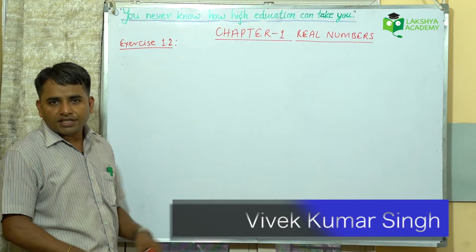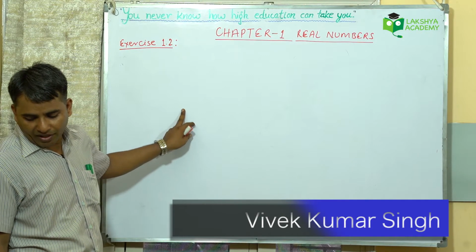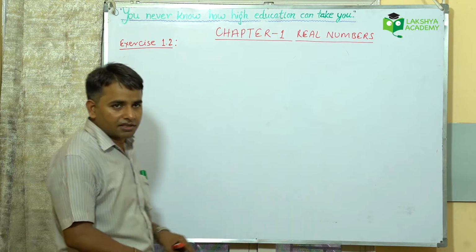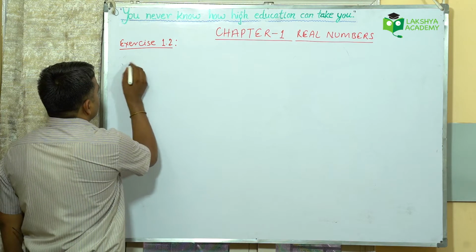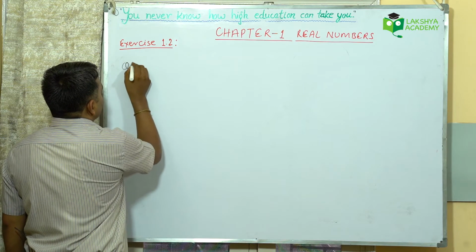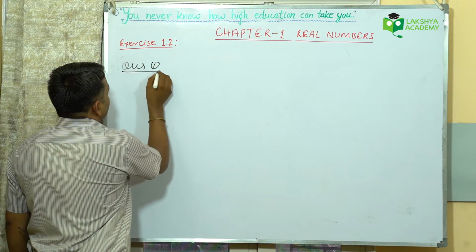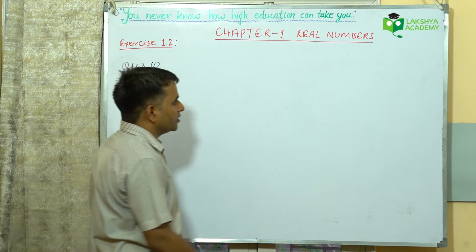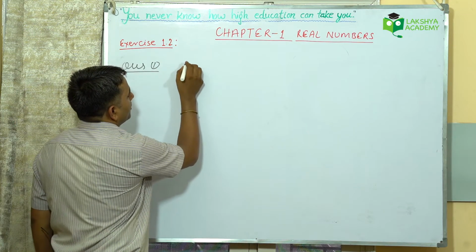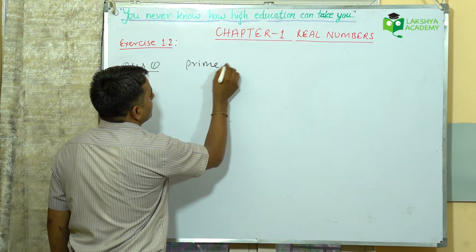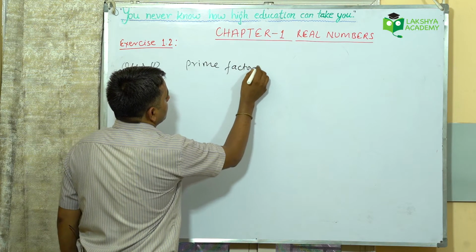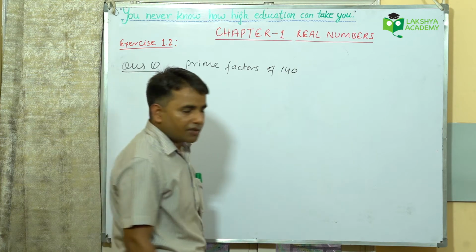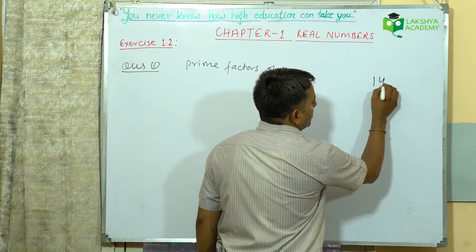So now coming to exercise 1.2, to find out the prime factors. Prime factors we have already found in the previous classes. Say for example, take question number 1, we take any part of this. Suppose we take 140 to find the prime factors of 140. I will find it the same way as we have done in our previous classes.